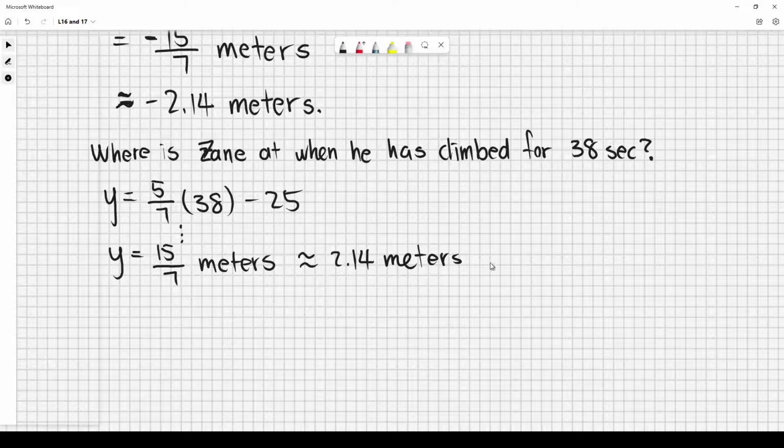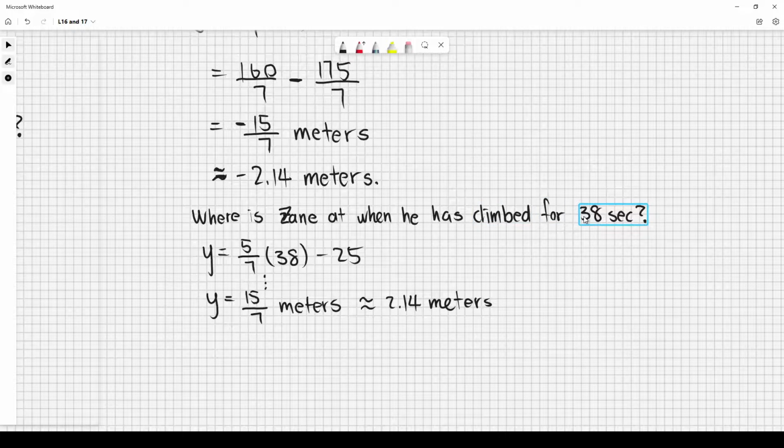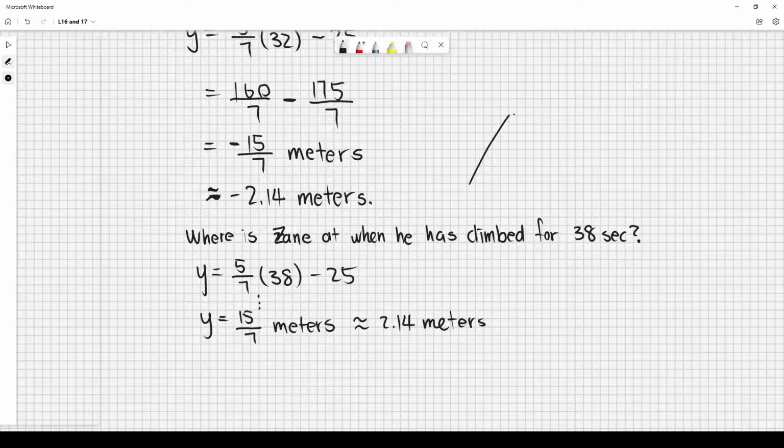But the actual answer should be that this is a wrong question. This question in itself does not make sense, because he could not have climbed 38 seconds. He is already at the top of the volcano at 35 seconds. The higher he climbs, he can only fly, but that's not really possible, to fly 2.14 meters up. So this question in itself is wrong.